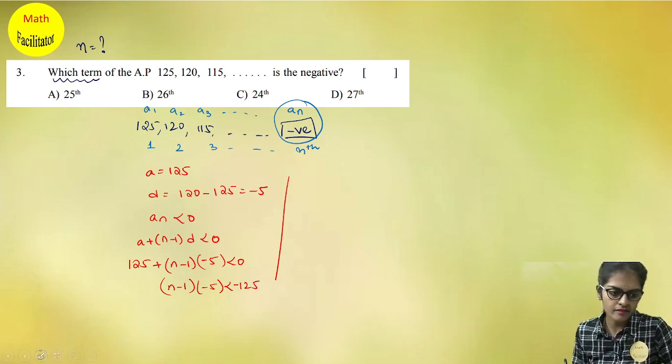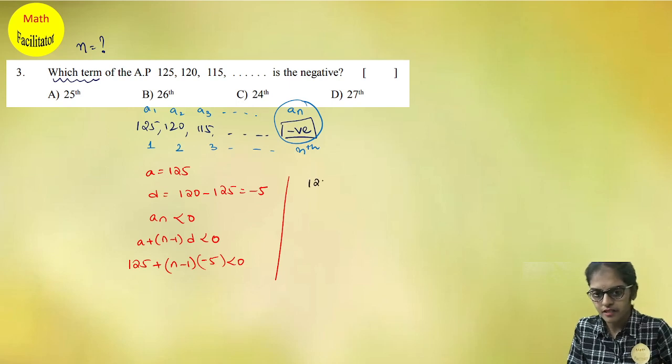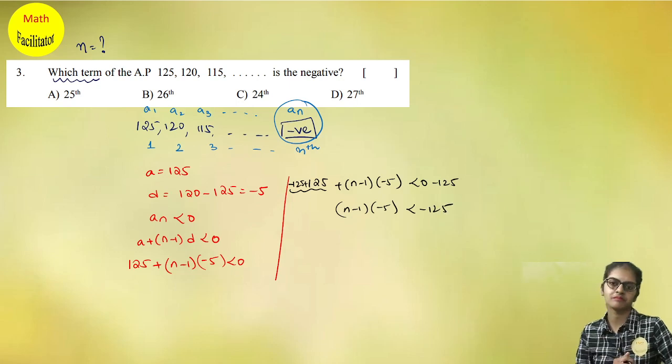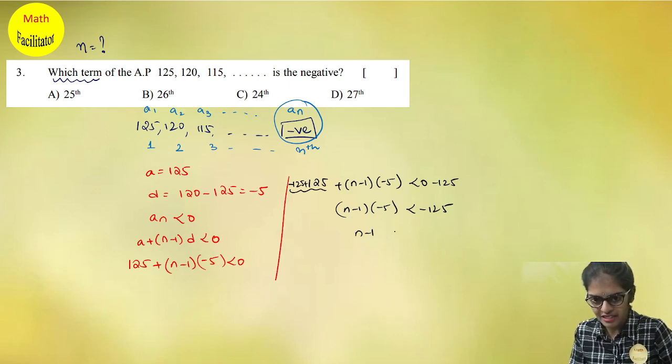Okay, how did I get this step? I'll write one more step elaborately, clearly. Just see here: I have 125 plus (n minus 1) into minus 5 less than 0. I need to subtract 125 from both sides so that this 125 gets cancelled. So, (n minus 1) into minus 5 is less than 0 minus 125, that is, minus 125. So, n minus 1 is less than minus 125 by minus 5.